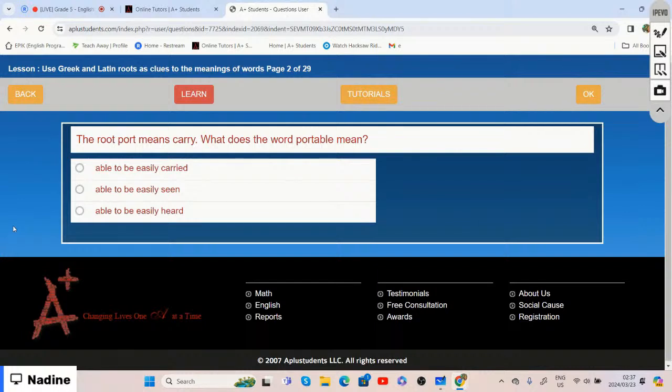So the root port, right? Port means carry. So port means to carry. What does the word portable mean? Portable. Is it able to be easily carried, able to be easily seen, or able to be easily heard?